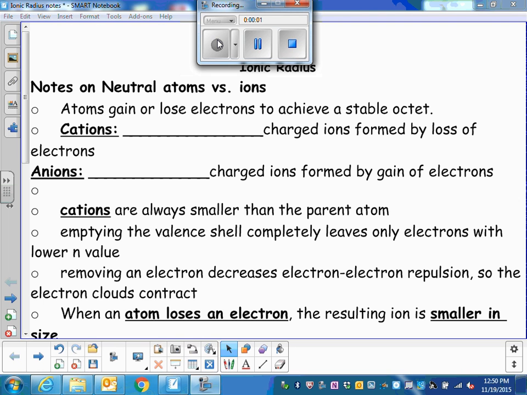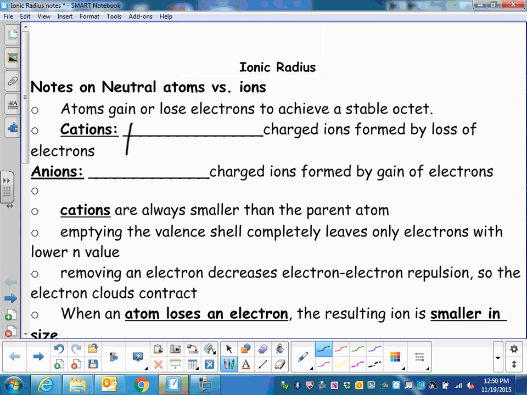Am I making that clear to you? All right. So cations are what? Positive or negative? Cations are positively charged ions formed by the loss of electrons. Is that right? Anions are negatively charged ions formed by the gain of electrons.